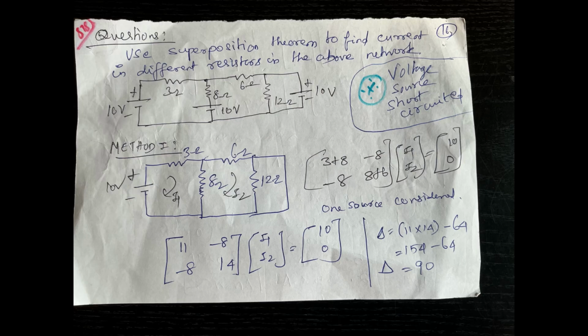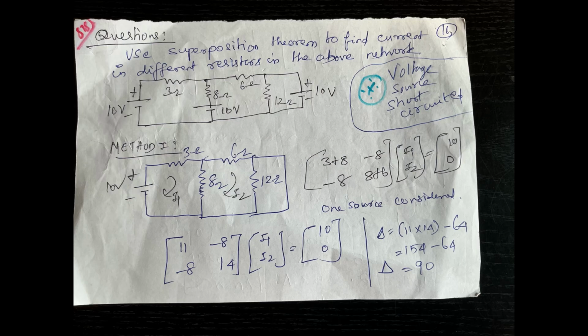In the superposition theorem, we split the sources, find each solution, and the total solution is the sum of the split source solutions. In this way, we obtain the different results in the above network.